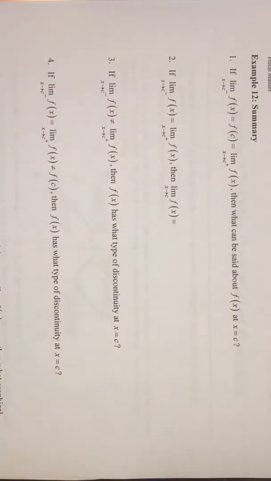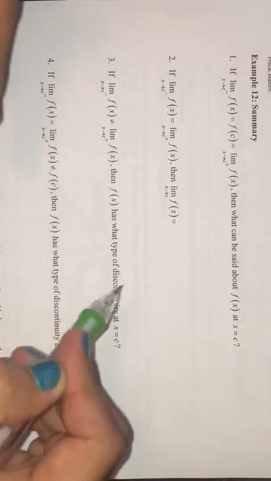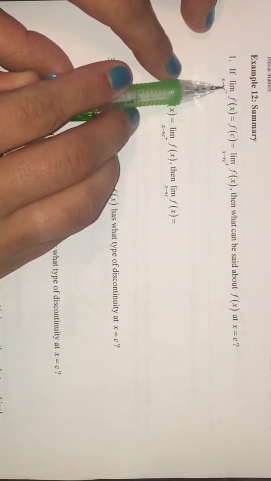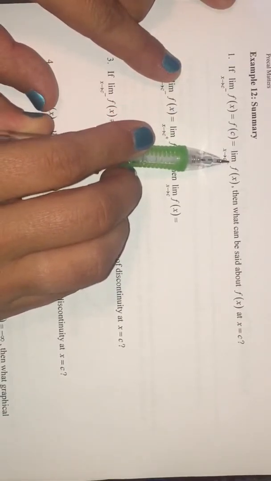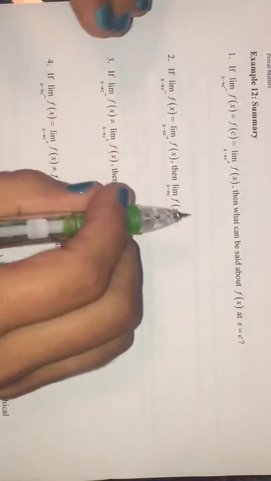And then in example 12, the summary, they're going to give you a statement, and they're going to want you to see if that statement tells you something about the function, okay? So we're going to have to rely on the rules and the theories that we've just talked about, limits, the definitions, to see what we know based on what they've told us, okay? So number one, if the limit as x goes to some constant c from the left is equal to the point at c, which is equal to the limit as x goes to c from the right, what can be said about the function? Okay, well this is their version of the three-step limit rule, right?